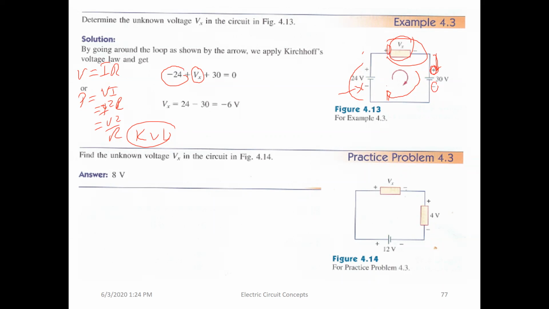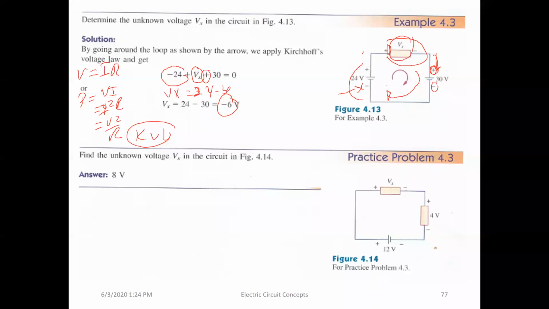So when it hits the plus, or meets the plus, the voltage drop will take the plus sign. Now, again, just use algebra. We have 24, so Vx will be equal to 24 minus 30, which is equal to minus 6.